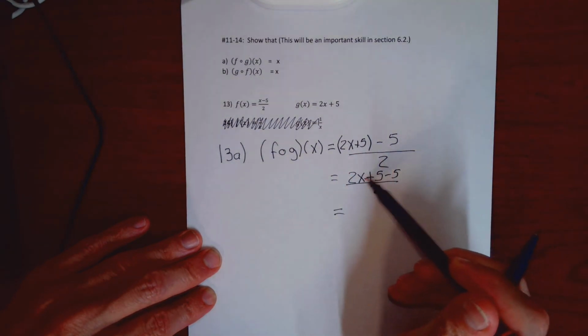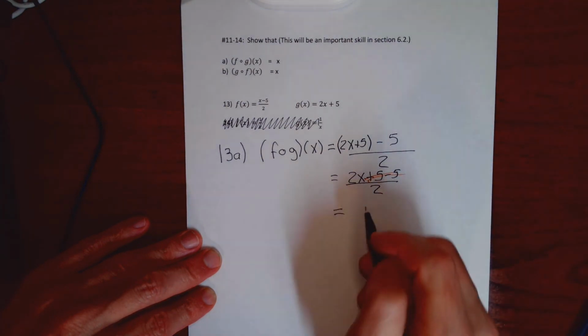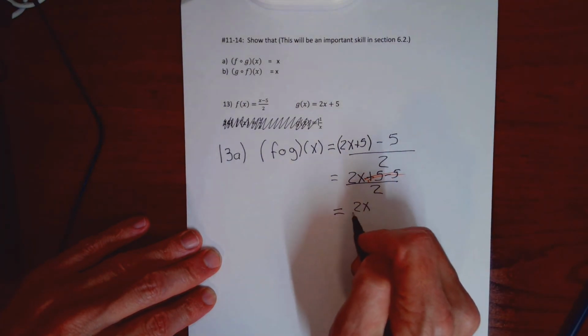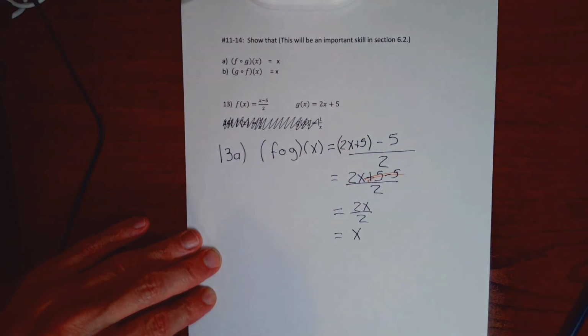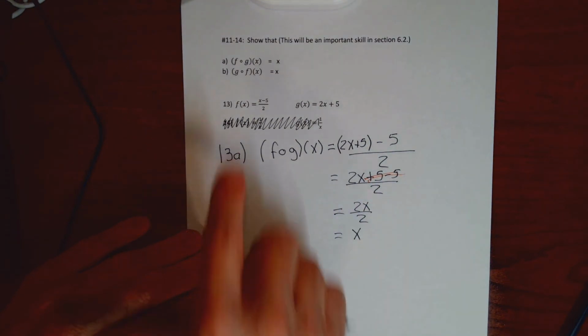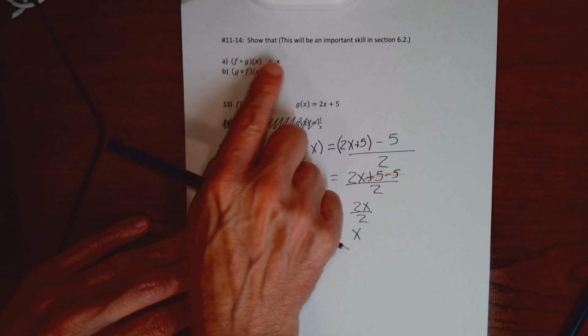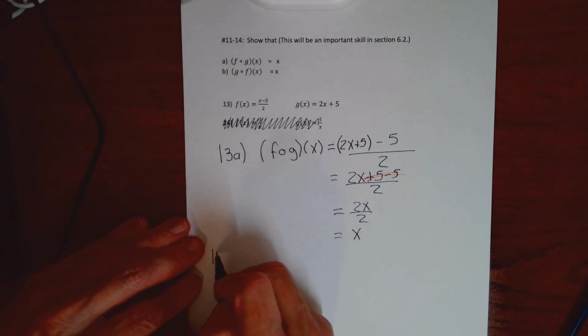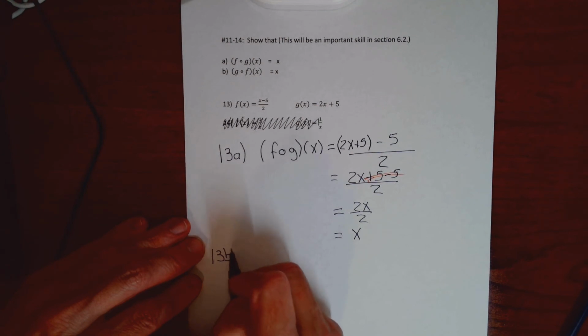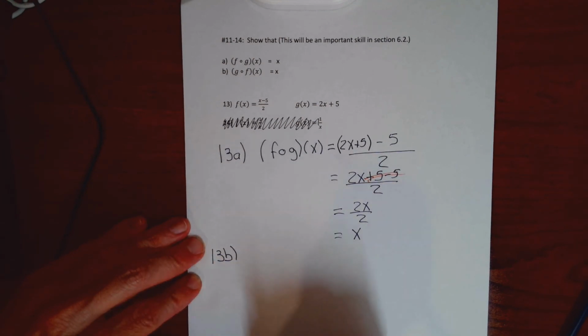And now, cancel the 5's in the numerator. This leaves me with 2x over 2, and 2x over 2 is just plain ordinary x. I did perfect. I found f composed with g of x, and it just equals x. That's a good thing. This is going to be an important skill to do these compositions and show that they reduce to x, and we get into the next section.